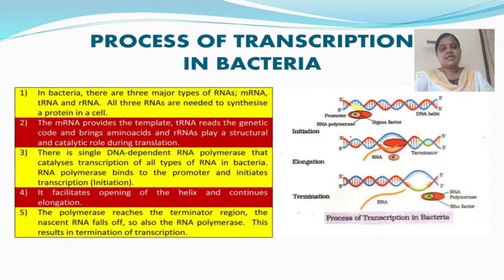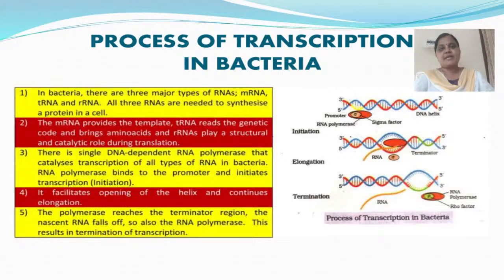In initiation, the RNA polymerase binds to the promoter and initiates transcription. That is the first stage. After initiation, it facilitates opening the helix structure and continues elongation. After elongation, the RNA remains bound to the enzyme, and once the polymerase reaches the terminator region, the RNA falls off. This results in the termination of transcription.